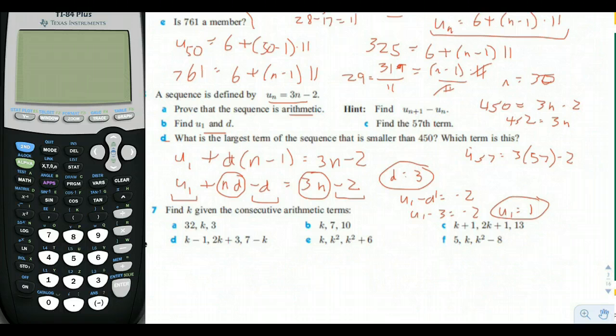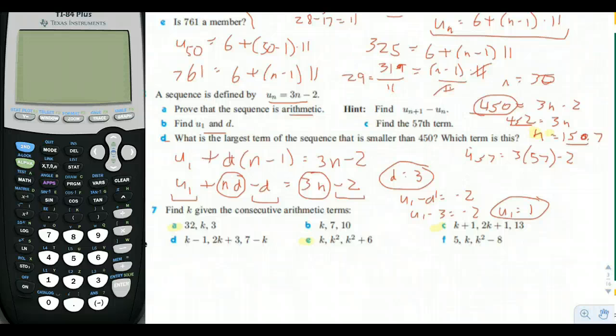452 divided by 3, n would be about 150.7. Okay, so in this case, 450 is not a member, but there would be something right before 450, which is a member. It would be n equals 150, because if 450 were a member, its index would be 150.7.